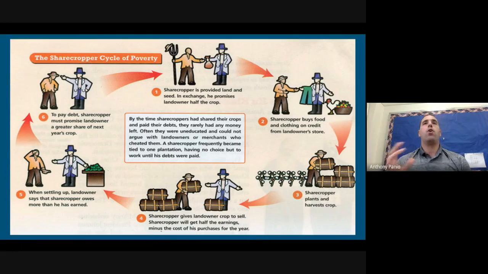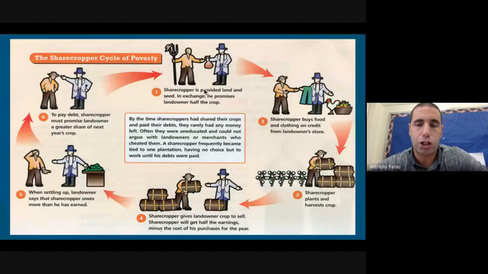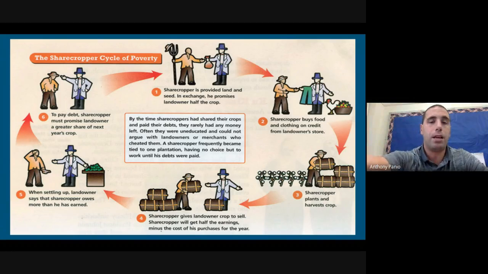All right. The goal of newly free African Americans is to make money and make a living for themselves so they can support a family. So most of them became sharecroppers. It was the easiest job for them to do. So let's start. The sharecropper here on the left is provided land and seed. In exchange, he promises the landowner half of the crop. So that seems pretty fair, 50-50. You keep half, I keep half. I'm providing the land for you to grow the crops. I'm also providing the seed, pretty much the stuff that's going to be put into the ground to be grown.